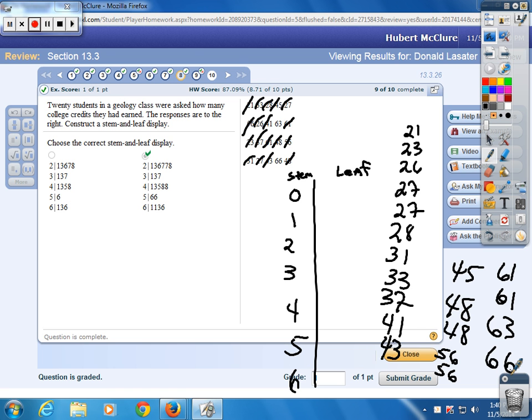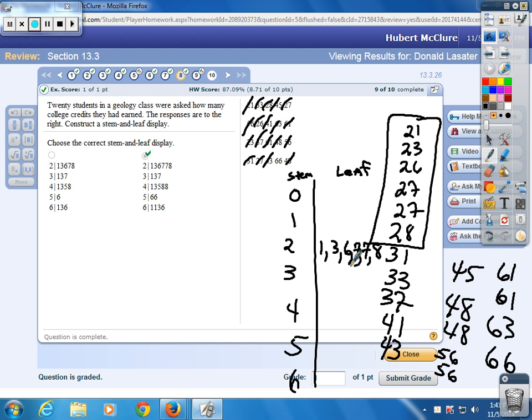And then you just start counting. So how many tens? I'm sorry, how many zeros do we have? That's like single digits. Any? No. Any tens? Nope. Any 20s? Yep. We got a 21, a 23, a 26, a 27, a 27, and a 28. So that's 21, 23, 26, 27, 27, 28.